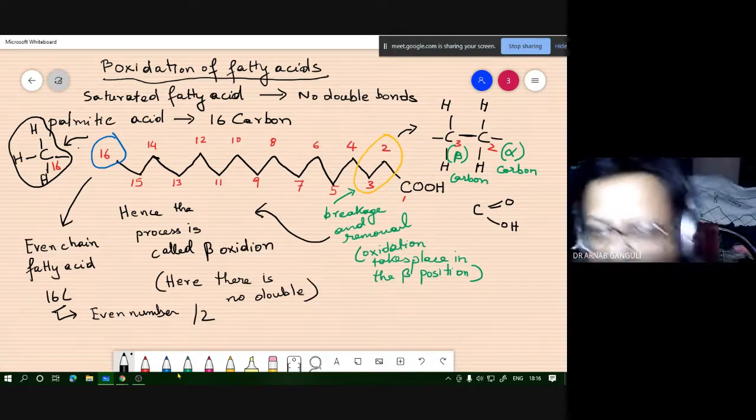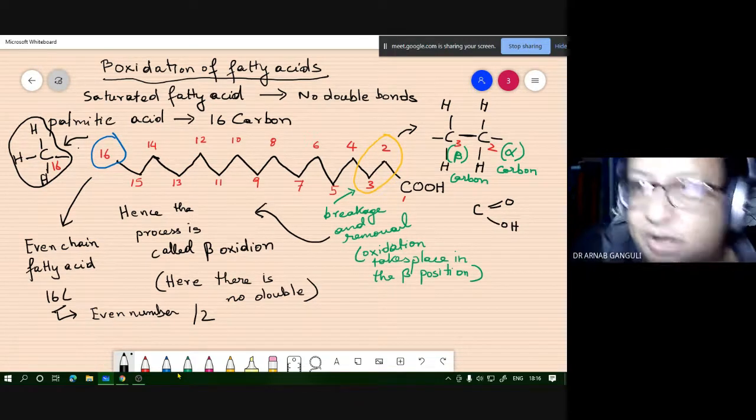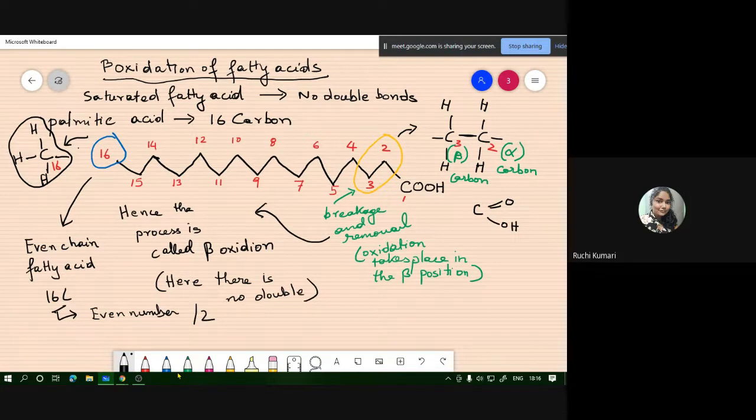Clear about the structure of a saturated fatty acid? You people can draw this structure? Yes, sir. It is very easy.